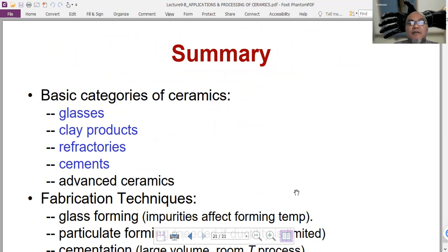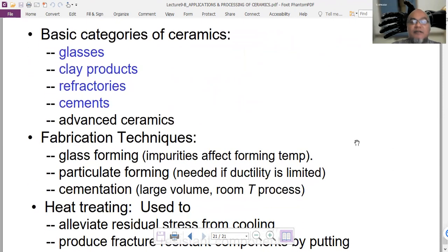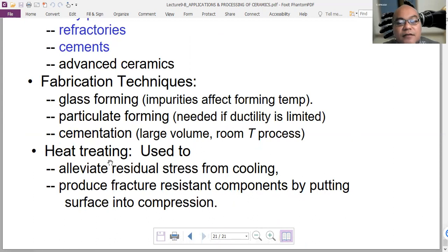So as a summary of this application processing, ceramics can be categorized into these basic categories: glasses, clay products, refractories, cements, and advanced ceramics. For fabrication techniques, there are three main techniques: glass forming, where impurities will affect the forming temperature; particulate forming from particle size, needed if ductility is limited; and cementation when we need large volume and a room temperature process. Heat treatment is used to alleviate residual stress from cooling and to produce a fracture-resistant component by putting the surface into compression.